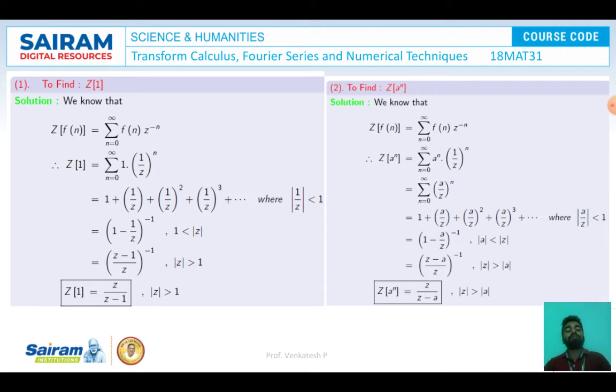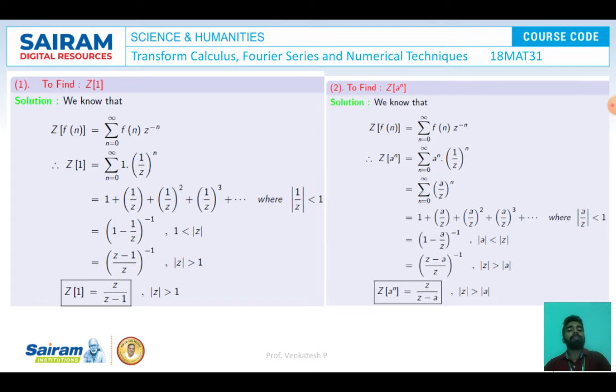Second one, z transform of a power n. So the same basic formula we'll be using here also. So z transform of f of n is equal to summation n from 0 to infinity f of n z power minus n. So now in the place of f of n, I am going to replace a power n. So we got z transform of a power n is equal to summation n from 0 to infinity a power n into (1 by z) whole power n, or summation n from 0 to infinity (a by z) whole power n.